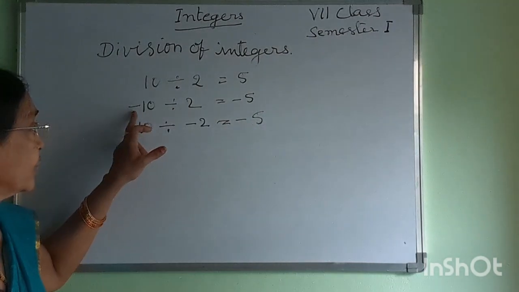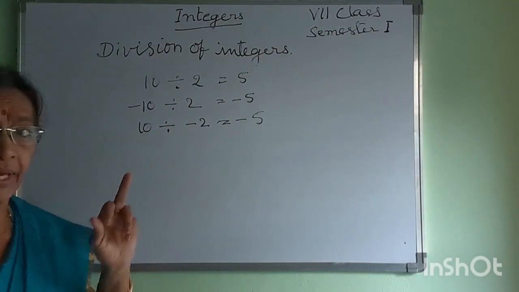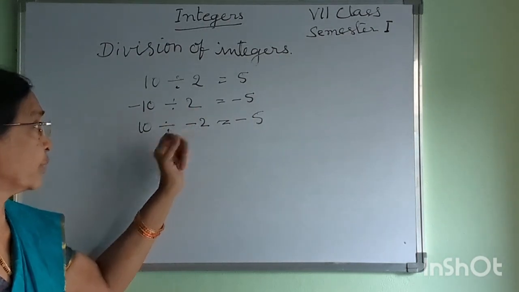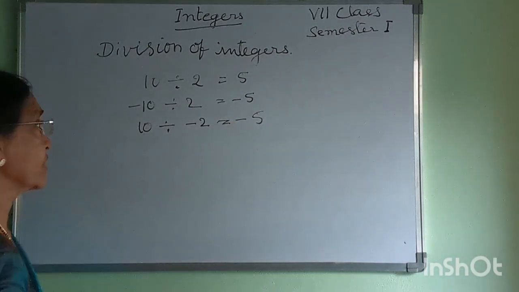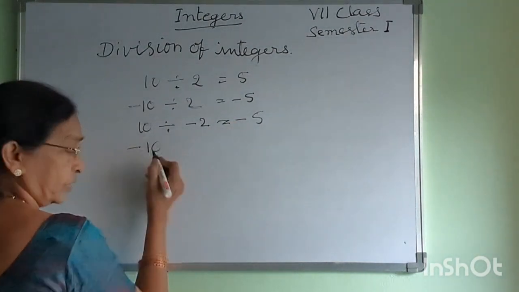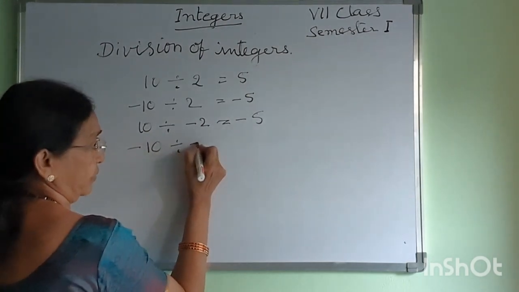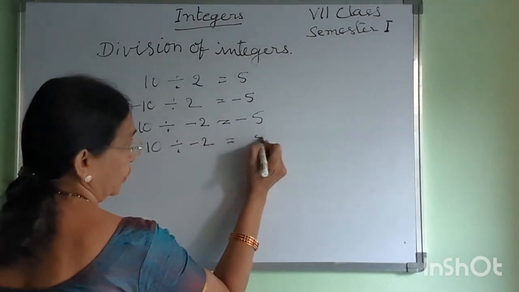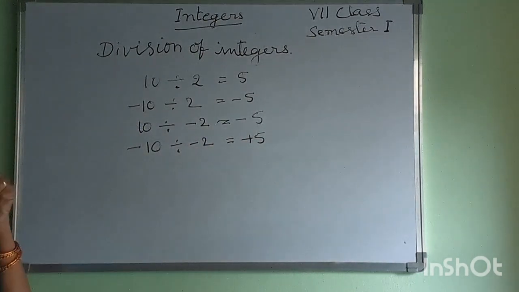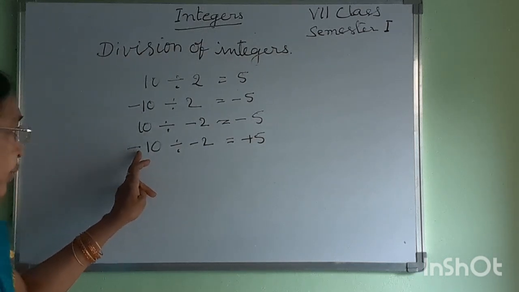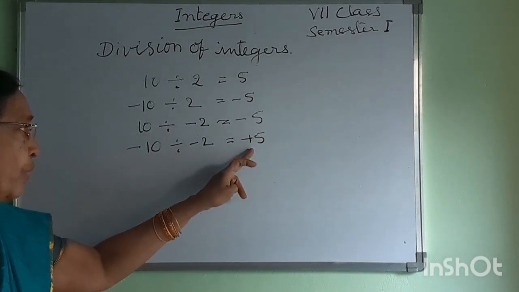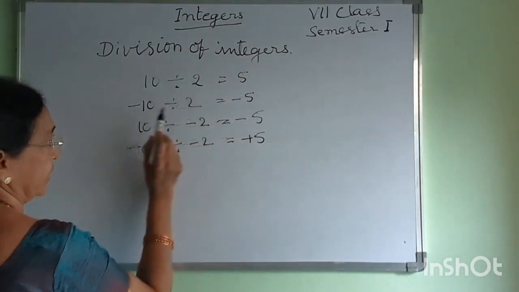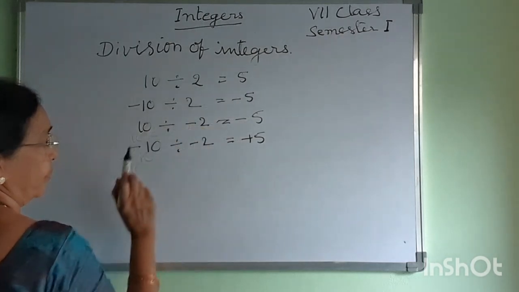So if there is only one negative integer in both numbers, we get a negative sign. Suppose both the integers are negative, like minus 10 divided by minus 2, then this is equal to plus 5. When both the integers are negative, we get positive. If we have only one negative sign, we get negative sign. Minus 10 divided by 2 is equal to minus 5.